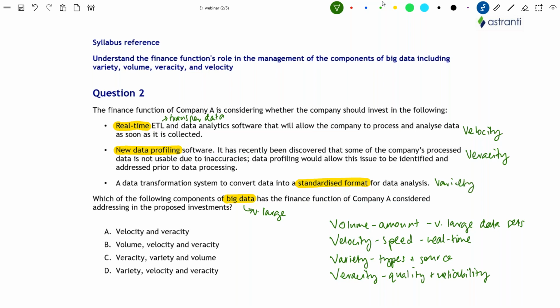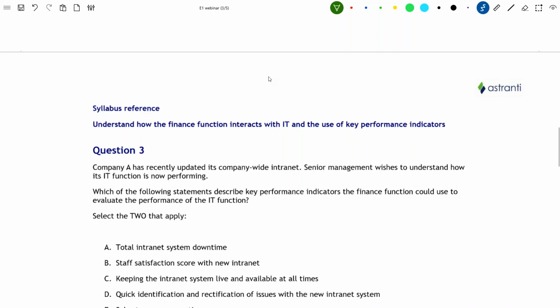Okay, which means we've got 3 V's here. And if we take a look at our answers, option D has variety, velocity, and veracity, so that is going to be our correct answer. Okay, moving on now to question 3. Scroll down.